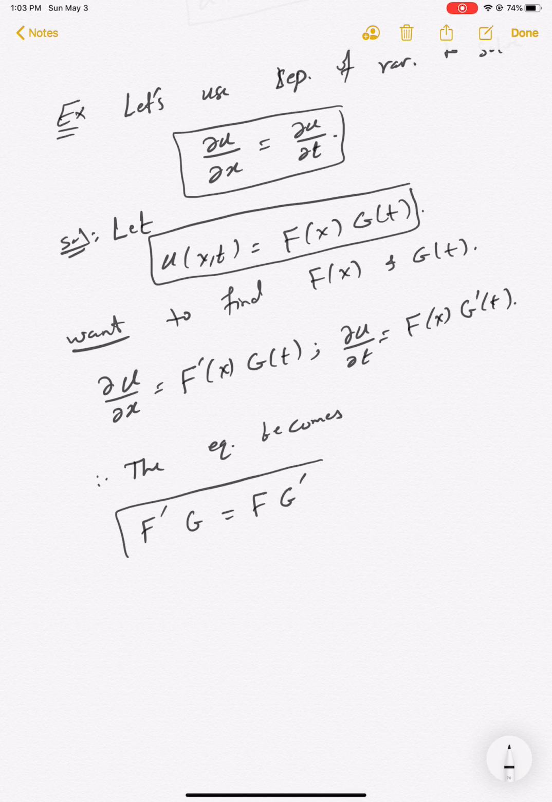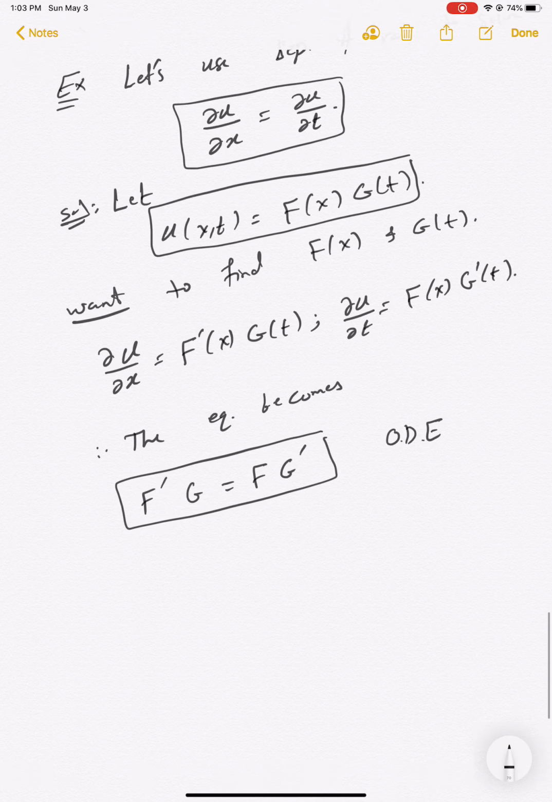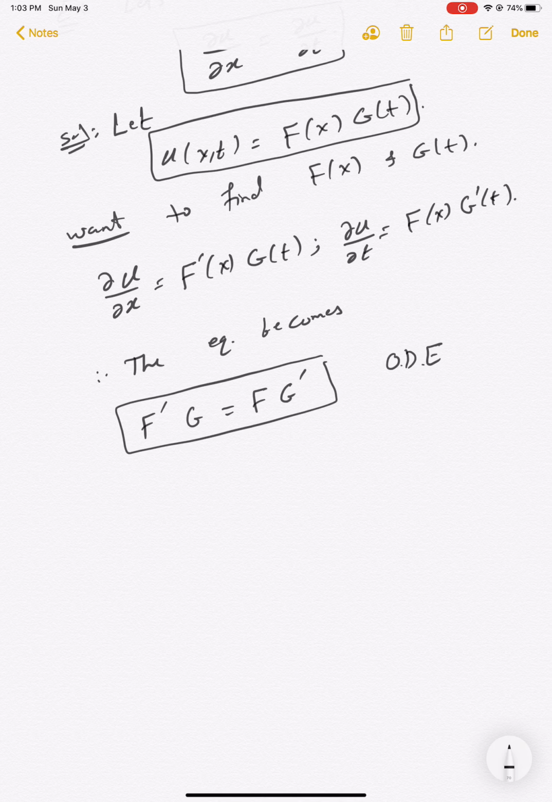So this is kind of an ordinary differential equation. It's a strange ordinary differential equation, because it has two functions, but it is an ordinary differential equation. It has ordinary derivatives. So the first idea in separation of variables is that you start with a partial differential equation, but then you reach ordinary differential equations. But is it an ordinary differential equation? Let's see.